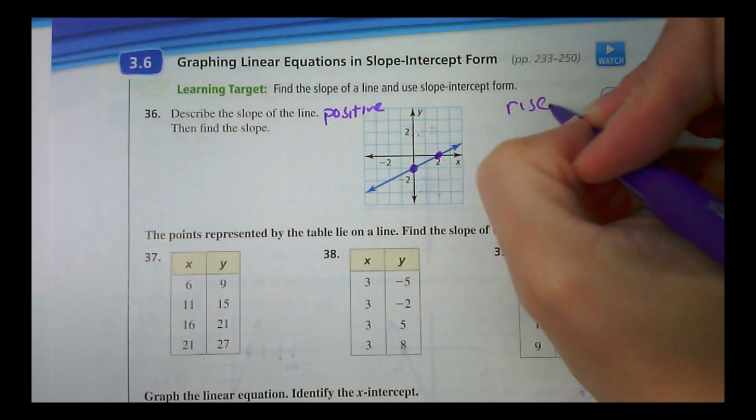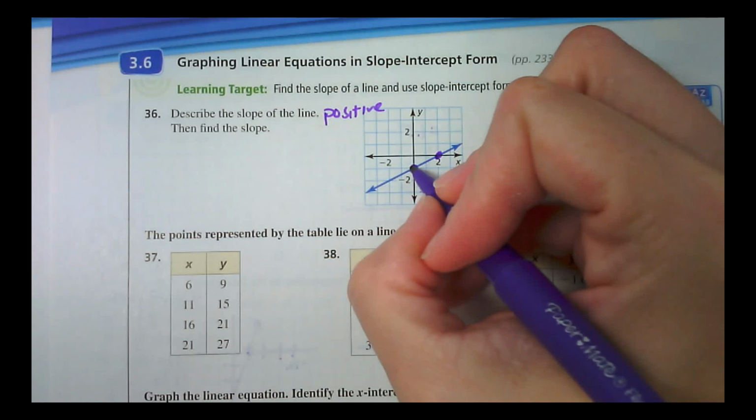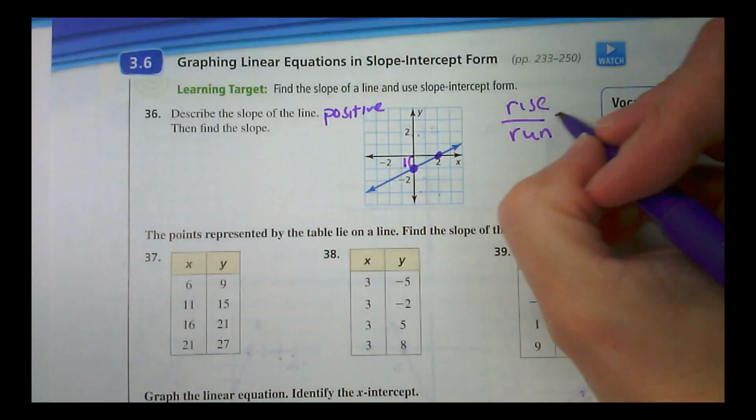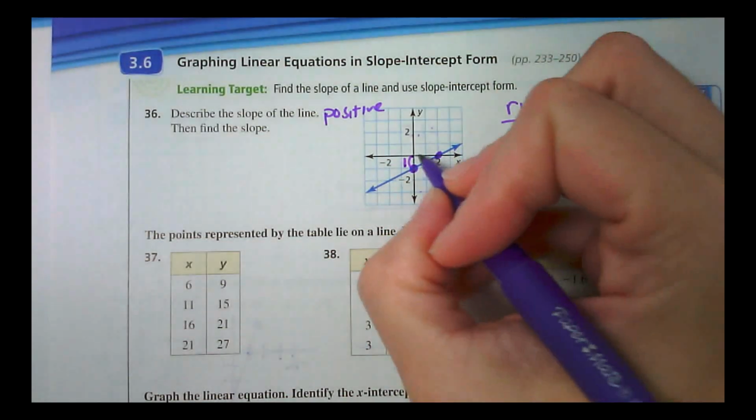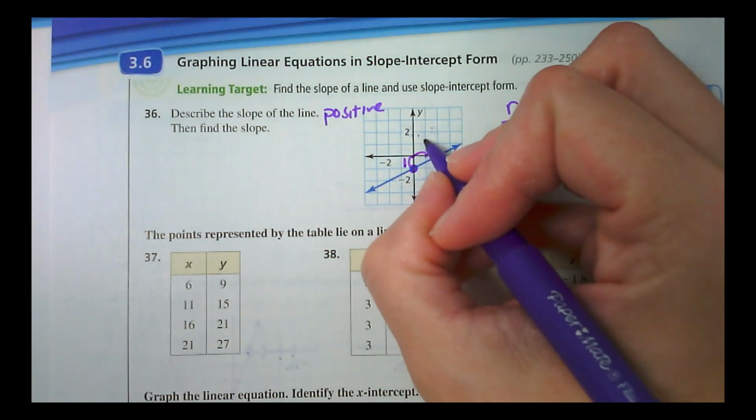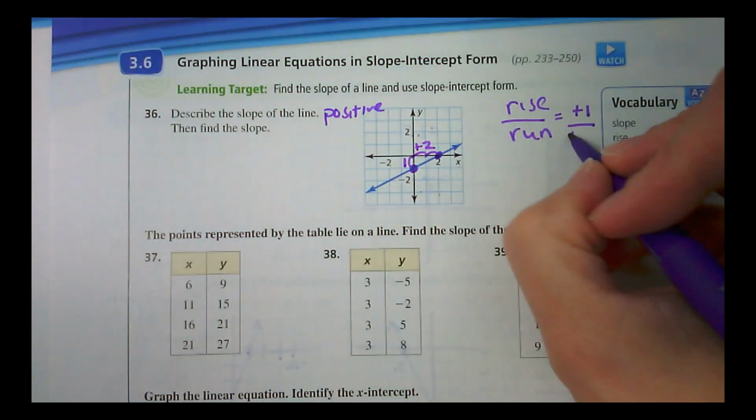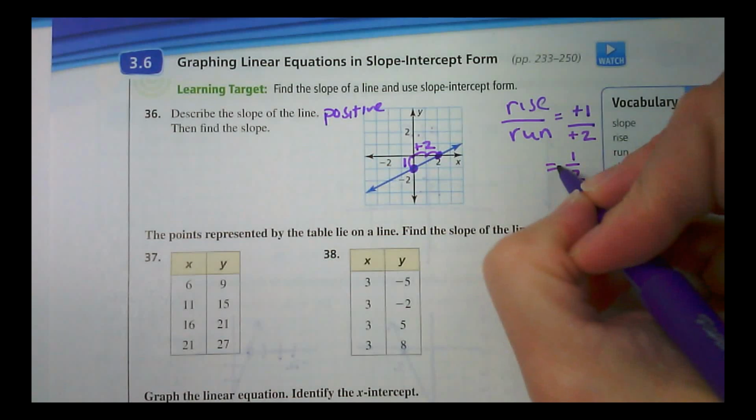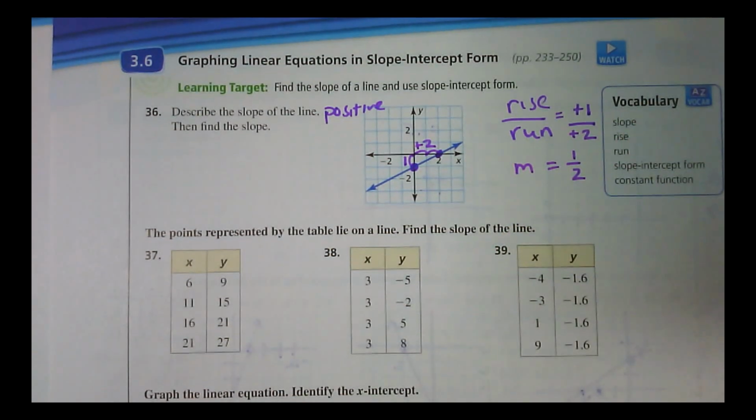So when we do slope, we're doing rise over run. So if I count up 1, that's my rise, so positive 1, and I run 2, and it's to the right, so that's a positive. So my slope is going to be 1/2.